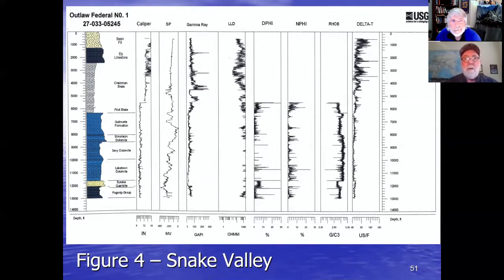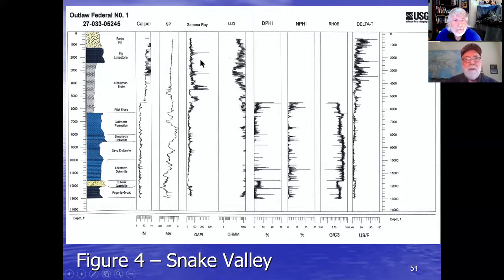So if we go on to the next slide, this is an example where the Chainman Shale is much shallower. If you look at the caliper log, you'll notice that as they drilled deeper, they used a smaller bit. That's very common when you're drilling relatively dense carbonates, because they're very resistant to drilling. So the smaller the hole, the easier it is to make hole while you're drilling.